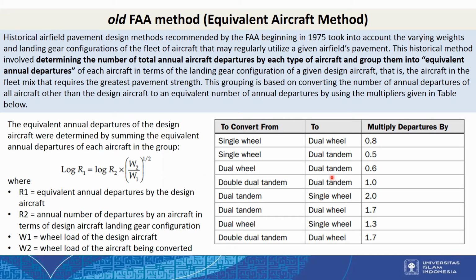After that, the equivalent annual departures of the design aircraft are determined by summing the equivalent annual departures of each aircraft in the group by this equation, where R1 is the equivalent annual departures by the design aircraft, R2 is the annual number of departures by an aircraft in terms of the design aircraft landing gear configuration, W1 is the wheel load of the design aircraft, and W2 is the wheel load of the aircraft being converted. So we have to convert into the design aircraft type.